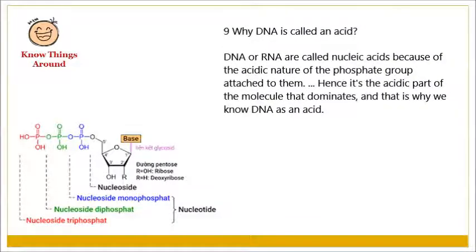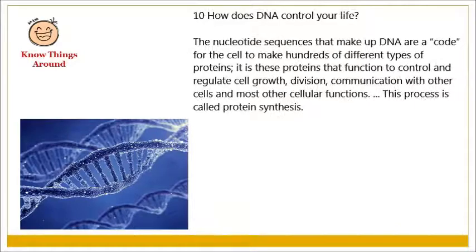Why is DNA called an acid? DNA or RNA are called nucleic acids because of the acidic nature of the phosphate group attached to them. Hence, it is the acidic part of the molecule that dominates, and that is why we know DNA as an acid.